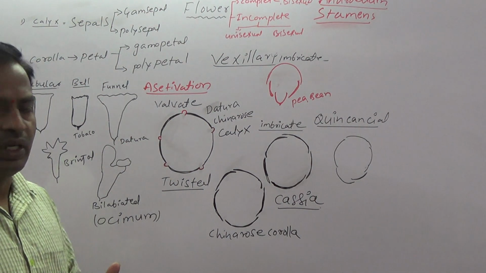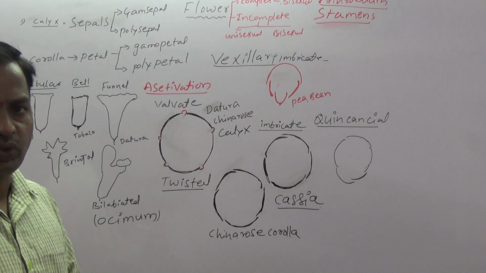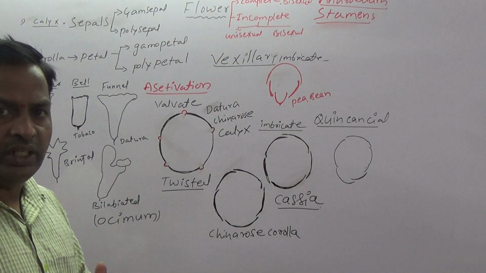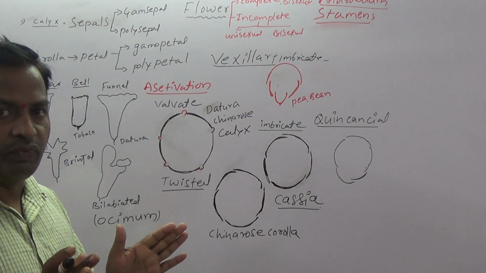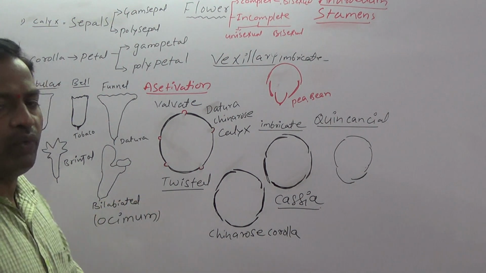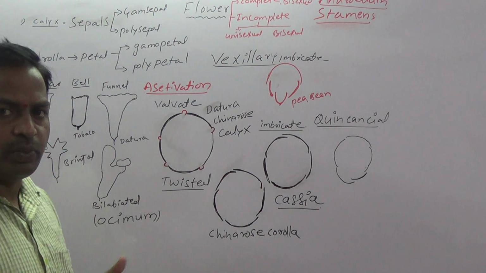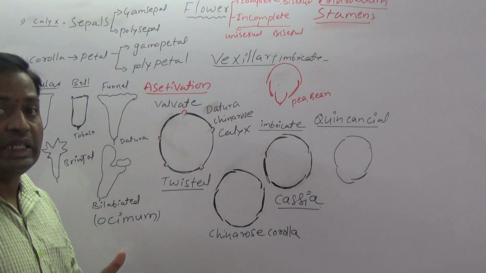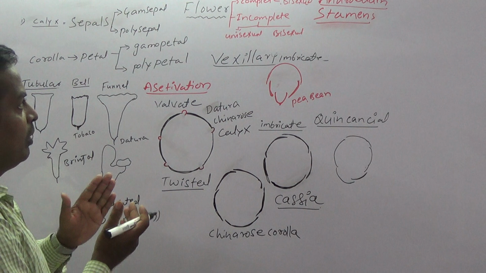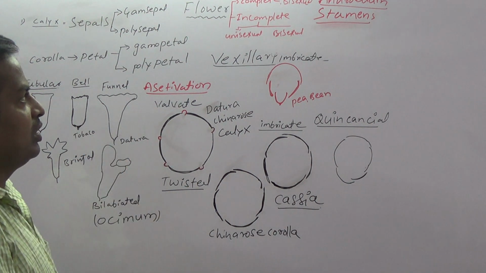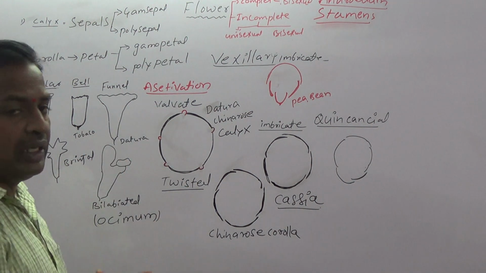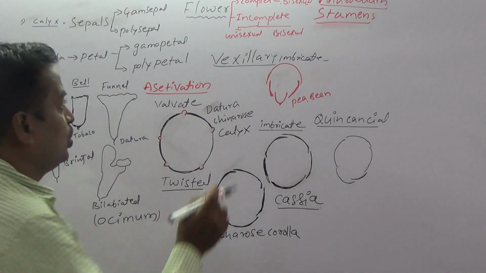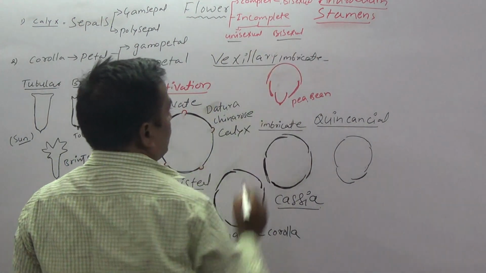Complete flower is nothing but a bisexual flower. Students, it has androecium and gynoecium. That is a complete flower. Incomplete flower is nothing but only one is present, either androecium or gynoecium. Only one is present in incomplete flowers, but in complete flowers both are present. Incompletes are again two types, unisexual and bisexual.